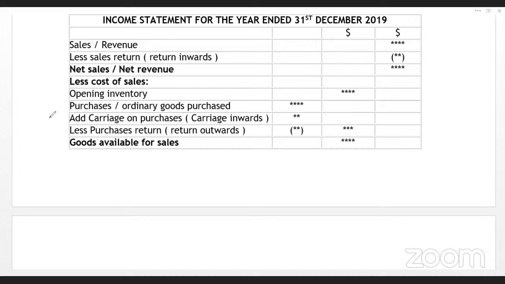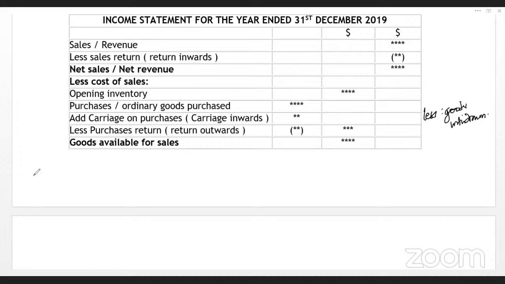So I also have to list the goods withdrawn if they are there. Goods withdrawn. We have to list them because they are going to reduce the cost of those goods that are available for sale. So that is now the cost of the goods available for sale.